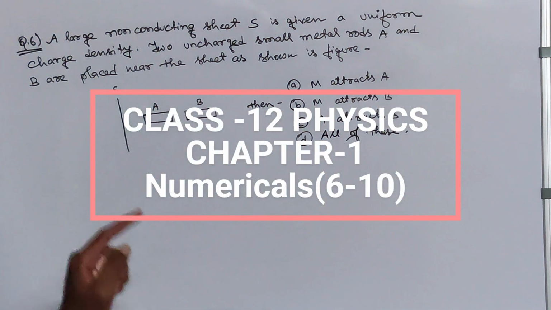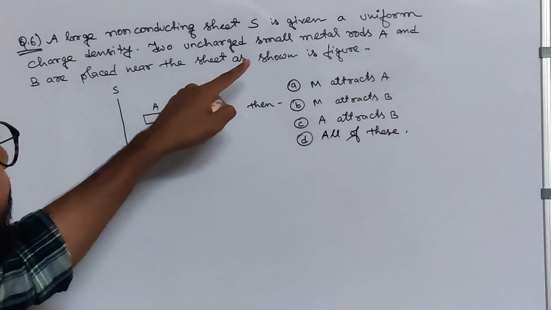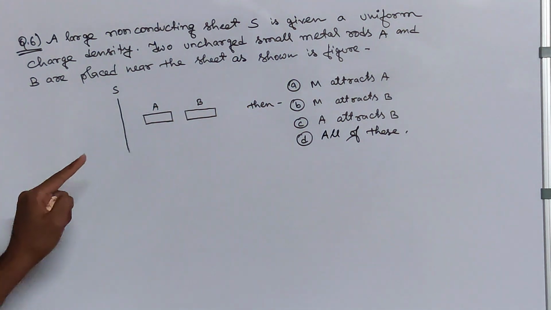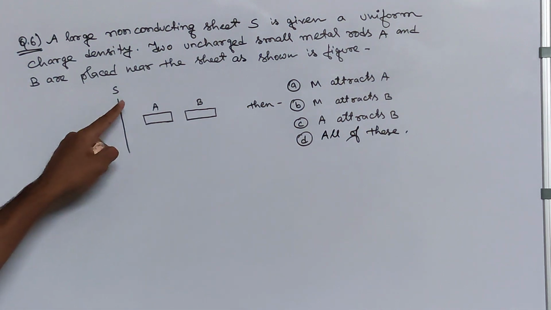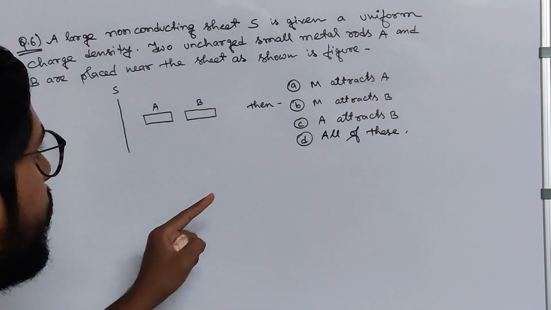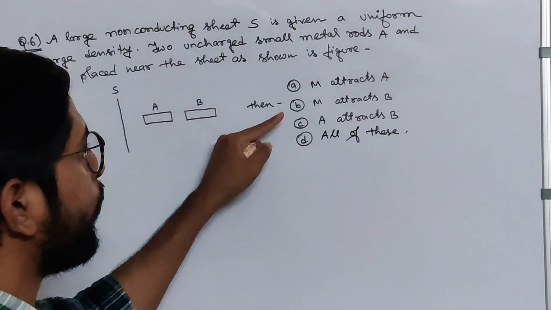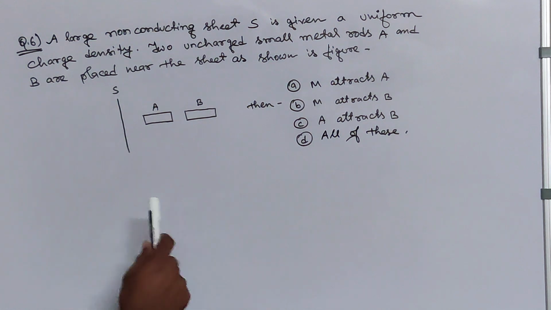Okay? So, question number 6 is: a large non-conducting sheet S is given a uniform charge density, and two uncharged small metal rods A and B are placed near the sheet S as shown in the figure. Then you have to choose out of these 4 options which one is correct. Okay, let me explain.